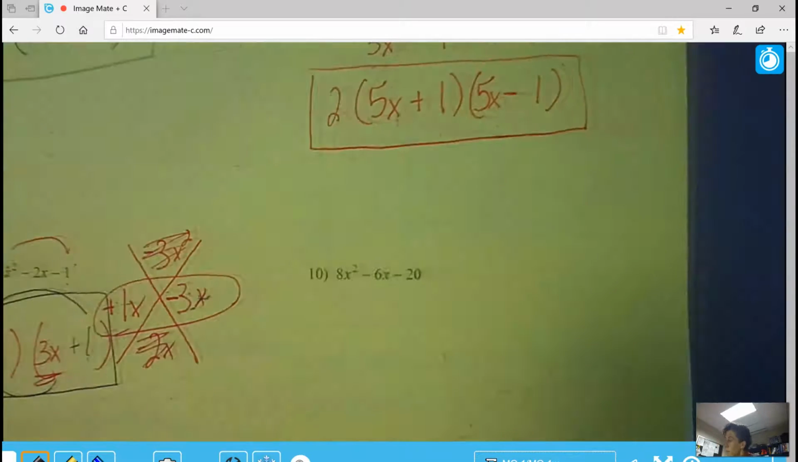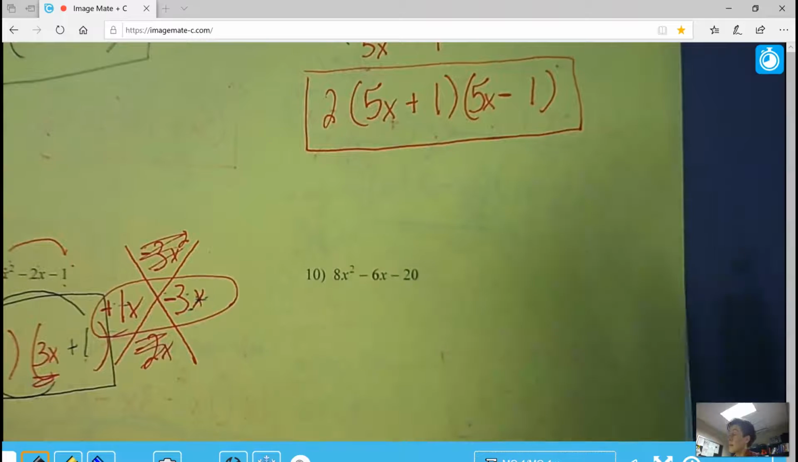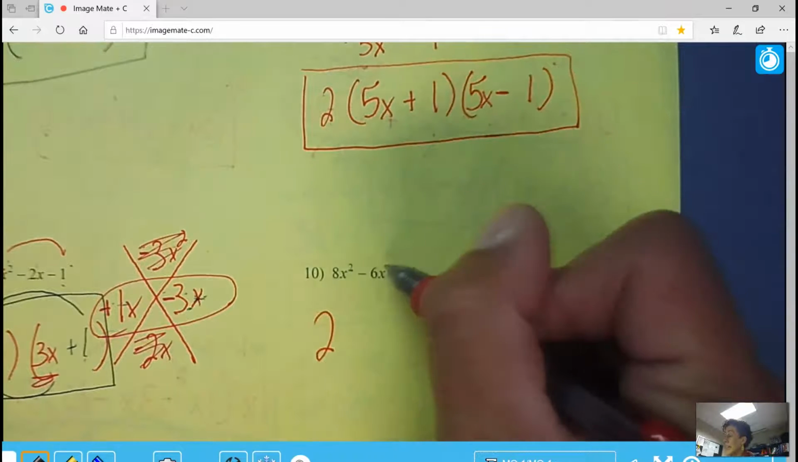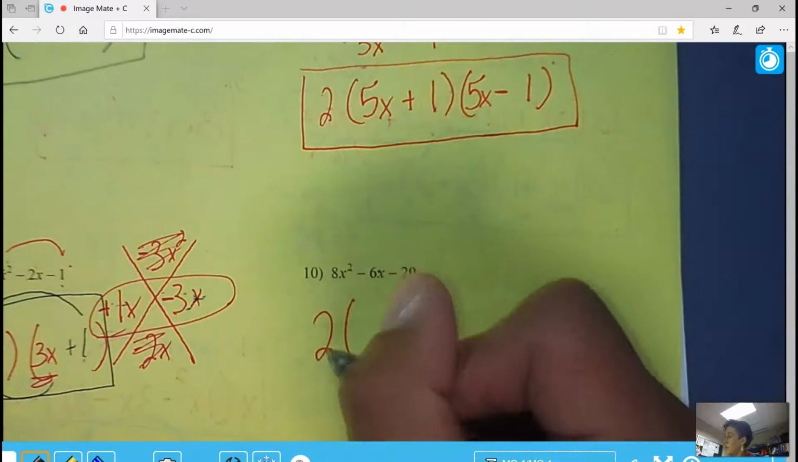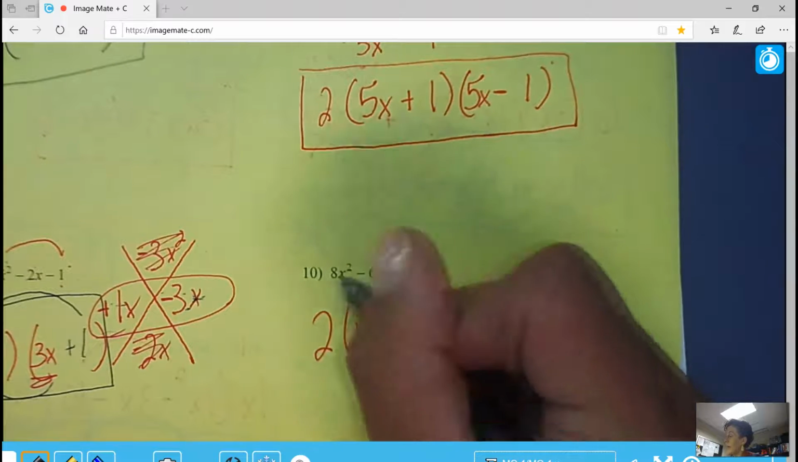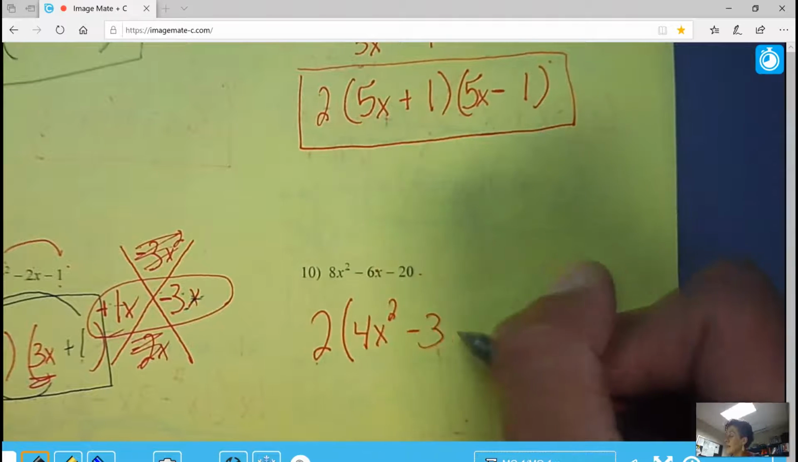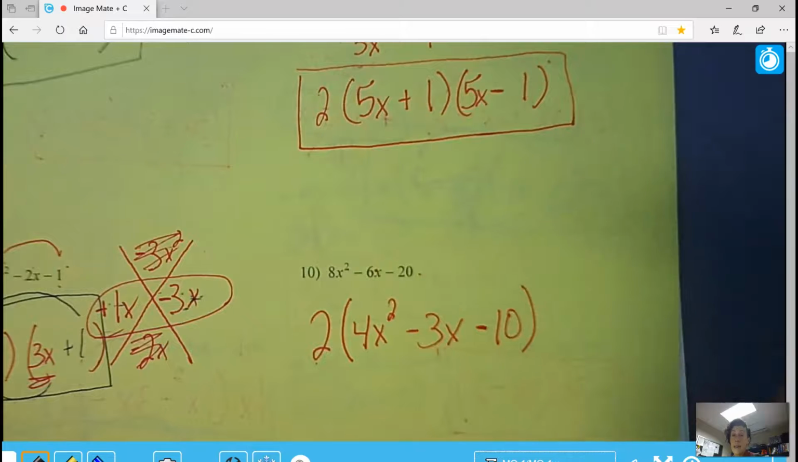All right, number 10, GCF. 6 is the smallest number, but 6 doesn't go into all of those. But what does go into all of those is 2. Can I take an x out from every term? I can't. So now let's work our GCF through. So 2 times 4 is 8 with x squared. 2 times -3 is -6 with the x. And 2 times -10 is -20 without an x.